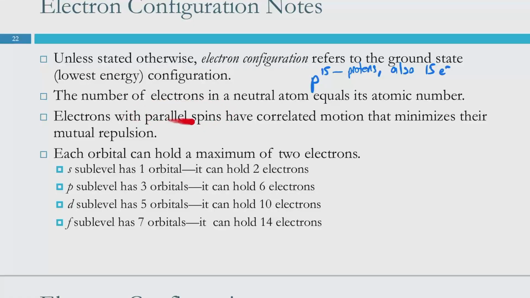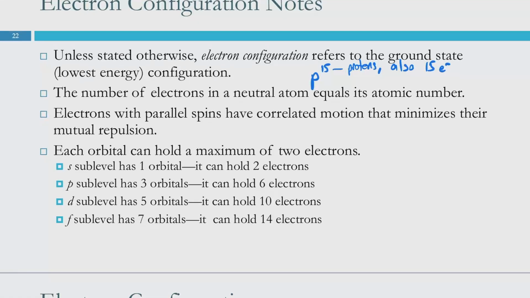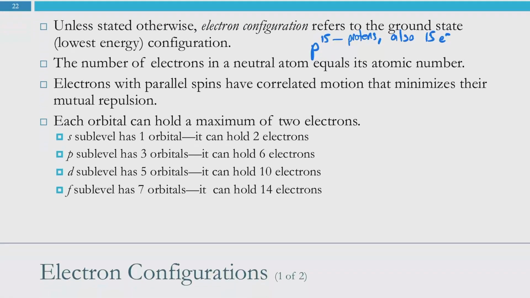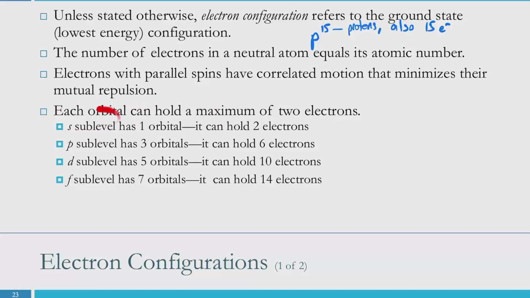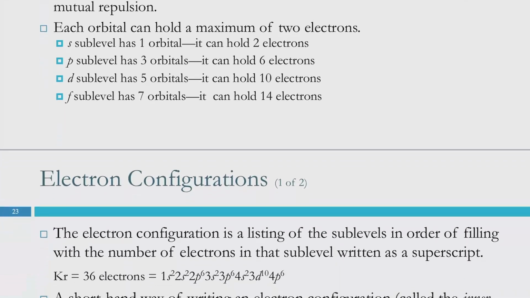Electrons with parallel spin have correlated motion that minimizes their mutual repulsion. They're all in sync. They're all doing the dance moves at the same time, and it's very aesthetically pleasing. Our S sublevel has 1 orbital, our P sublevel has 3 orbitals, D has 5, F has 7, so they can hold 2, 6, 10, 14 electrons respectively. There are other ways that we can remember these things that I'll point out when we get there.